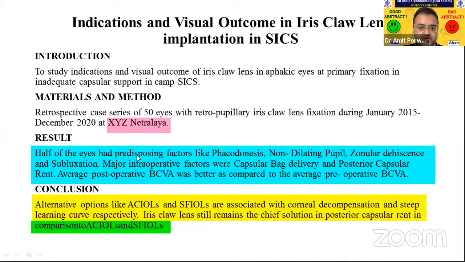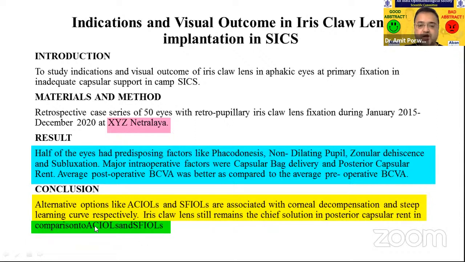Coming to the result, when you look at the result, there are no statistics at all. Everything is just descriptive. The conclusion is different from what the aim was. So what was the title given? Indication and visual outcome in iris claw lens implantation in SICS. And what is the conclusion? Alternative options like ACIOL and SFIOLs are associated with corneal decompensation and a steep learning curve respectively. Iris claw lens still remains the cheap solution in posterior capsular rent in comparison to ACIOLs and SFIOLs. So you are writing one aim and your conclusion is different. This should not be there.